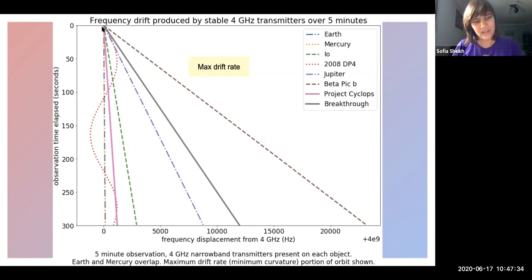But I'm sure you've noticed this fun little sine curve here, which is 2008 DP4. That's one of the near-Earth asteroids I talked about. Over a 5-minute observation, it's rotating so quickly that if there was a transmitter on its surface, you wouldn't see a linear signal. You can't approximate it as linear anymore because it's rotating multiple times through your observation. So then you have to start thinking about how you would write a new algorithm to pick up on these sine curves.